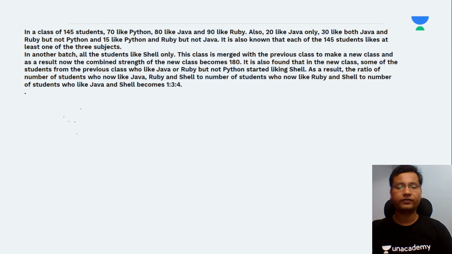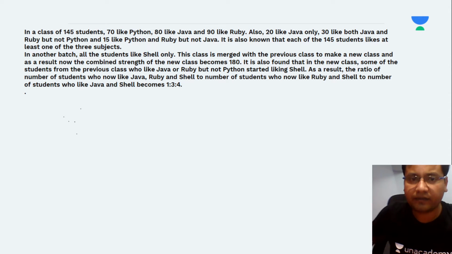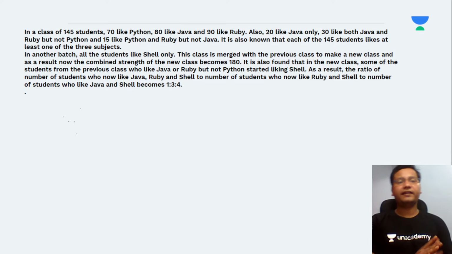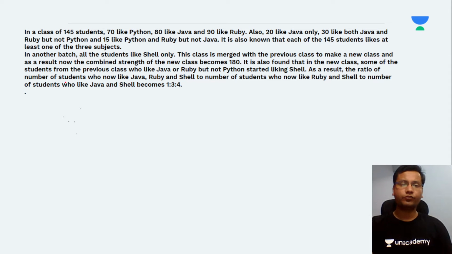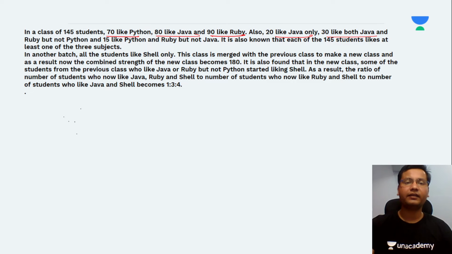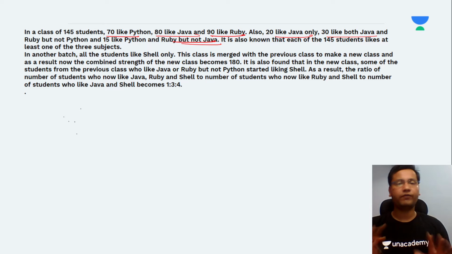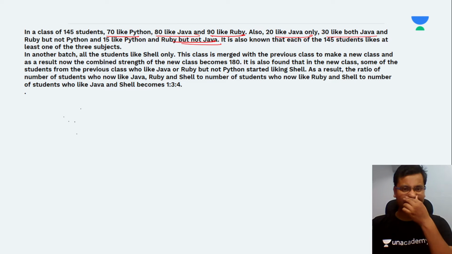Okay, and now let's look at the solution. So read the set. The set says in a class of 145 students, 70 like Python, 80 like Java, and 90 like Ruby. Also 20 like Java only, 30 like both Java and Ruby, and not Python. If you have solved Venn diagram sets earlier, I think after reading this you will understand that this is going to be a Venn diagram set. This is very important: you have to judge which topic the question is from.